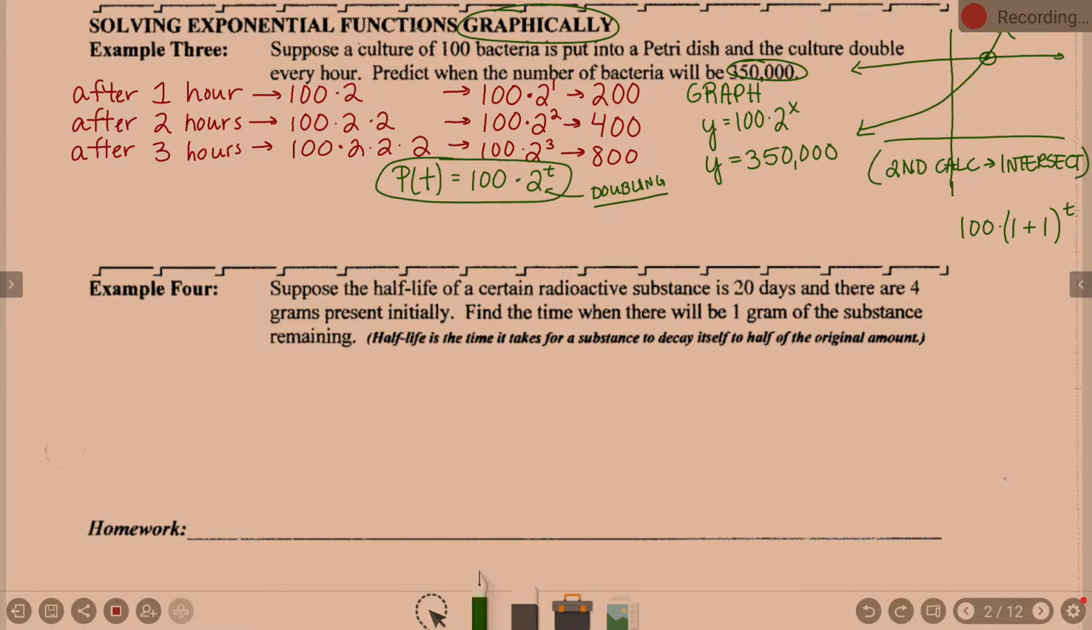So, if you try and do an intersect right now, where one of your graphs is not on the screen, it won't work. So we're going to need to mess with our window settings. Okay? So I'm going to go into my window.